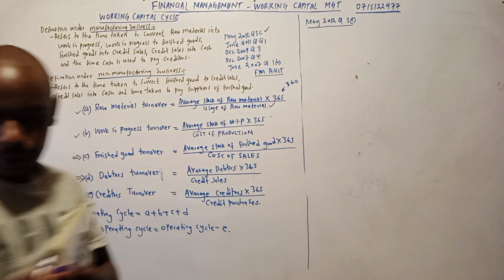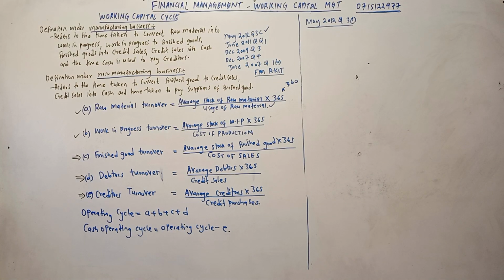So let me read. The finance manager of Christmas Enterprise has given the following financial estimates for the year ended 1st December 2012. Raw materials are 80% of the cost of sales. All are on credit. Required number 1, cash operating cycle. So we need to determine the operating cycle.